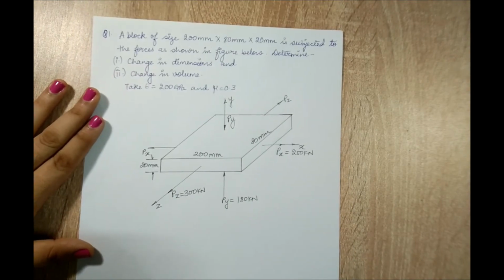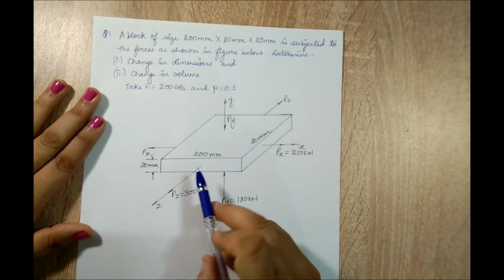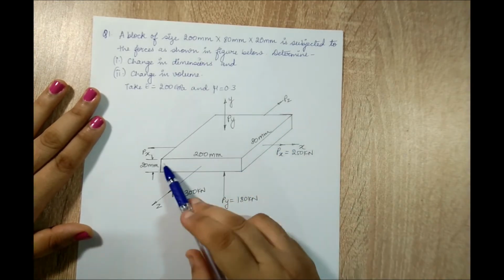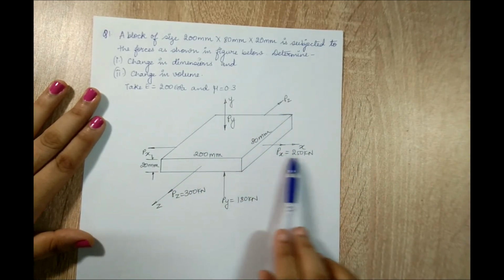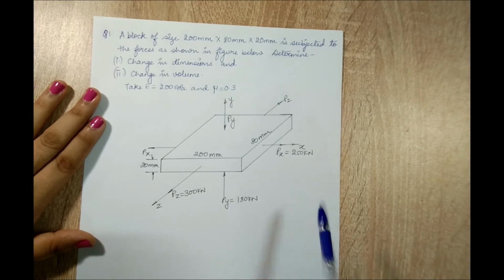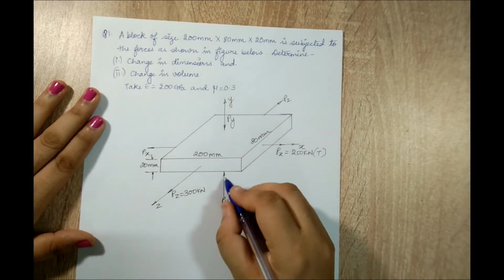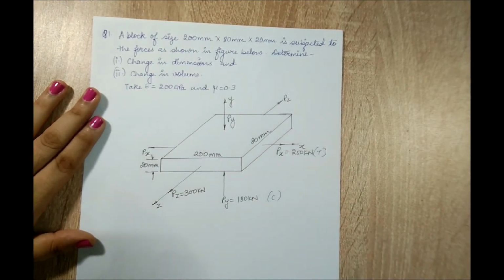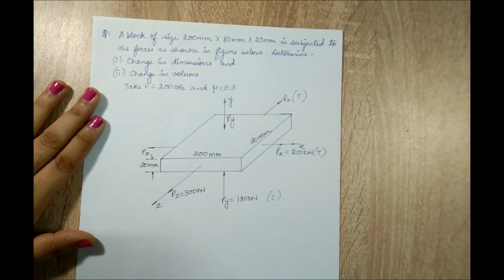Next I'll take up a numerical. A block of size 200 mm by 80 mm by 20 mm, as shown here, is subjected to forces as shown in the figure. You can see along the x axis the force is 250 kilonewton. I will write here in the bracket, tensile. Along the y axis it is 180 kilonewton, but since it is pressing the body, it is of compressive type, and along the z axis it is 300 kilonewton outward, which means it is of pull type, tensile type. Determine the change in dimensions and change in volume.